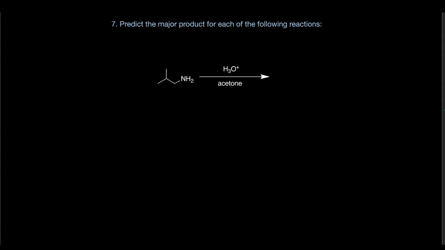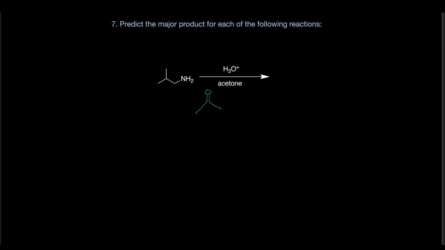So let's see if we can come up with a product for this reaction. For this reaction, we have a primary amine, hydronium, and acetone. It would be helpful to predict our product if we draw out acetone. You notice that acetone is in fact a ketone. We know that a primary amine and a ketone under acidic condition produces an imine.